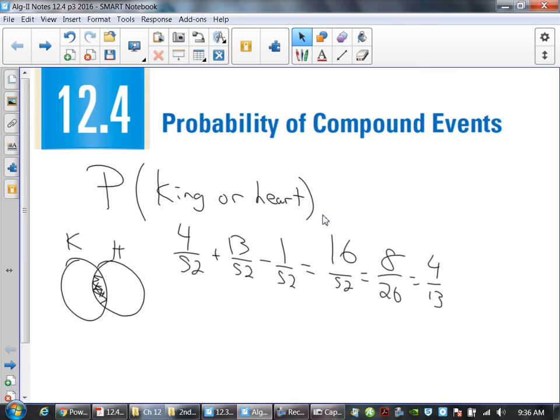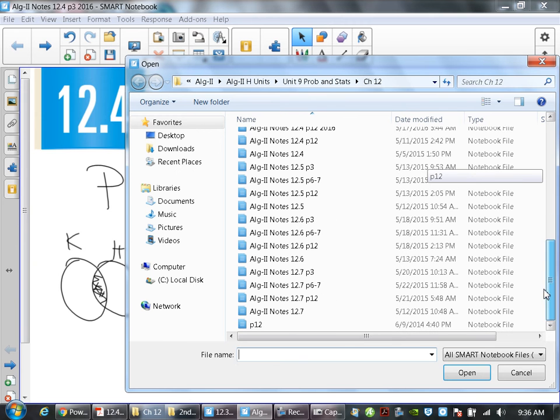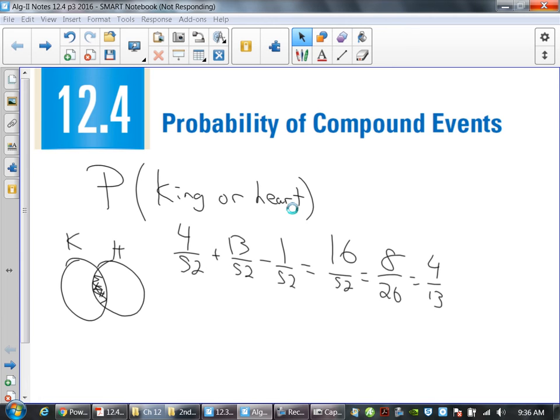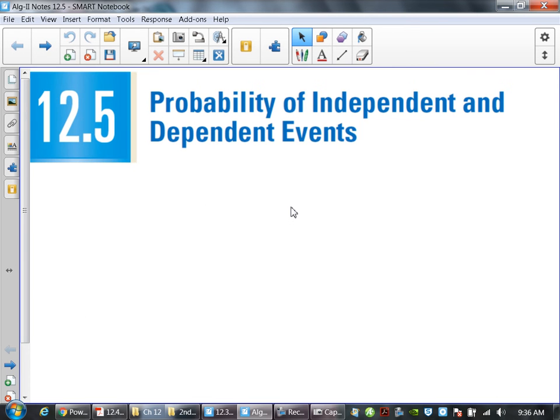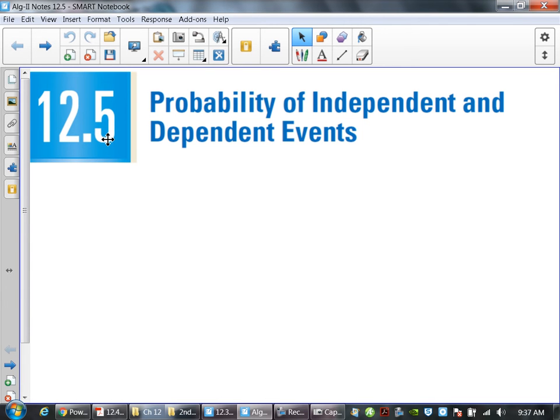We use 2 lines for each. I use the whole page instead of full. And you use like, you got the small or big. So, probability of independent and dependent events.